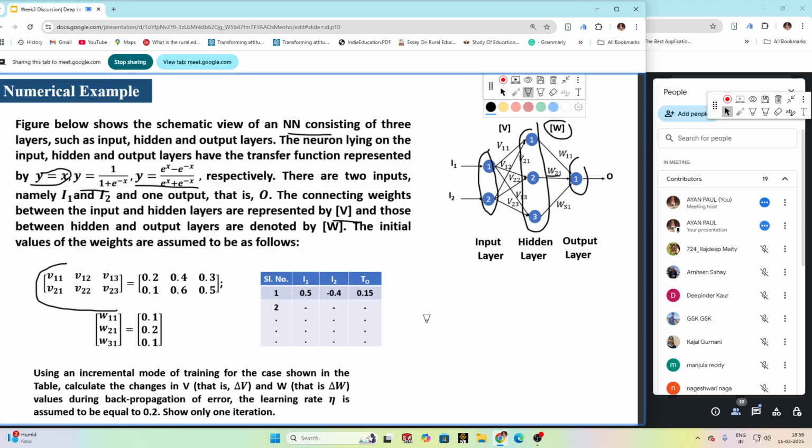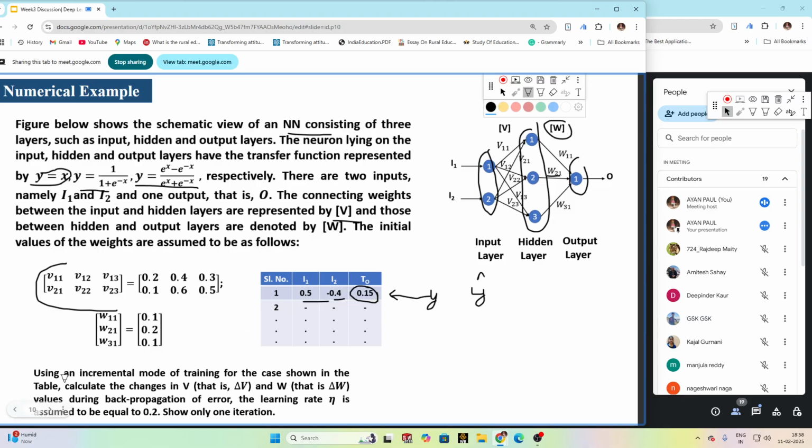So this is the structure, and initially our input is 0.5, that means the I1 value is 0.5, the I2 value is minus 0.4, and the true output is 0.15. This is not the predicted output we have to calculate according to our neural network. This is the true output, that is y, not y hat. This is the y given here.